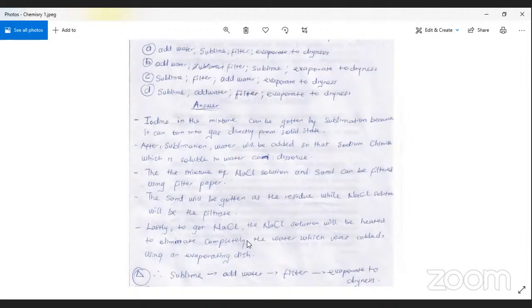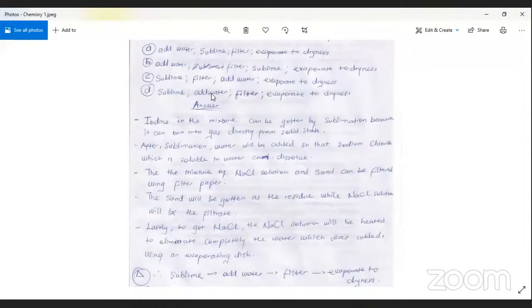So the process is: number one, there has to be sublimation. Sublime, add water, filter, evaporate to dryness. Perfect. That's the answer. The first thing we have to do is sublime the substance that can sublime, which is the iodine, isn't it? You cannot add water before you sublime because water will disturb this. That's why the sublimation has to go first.